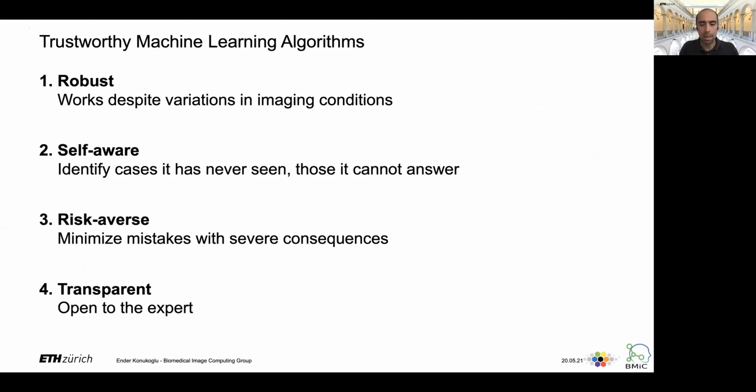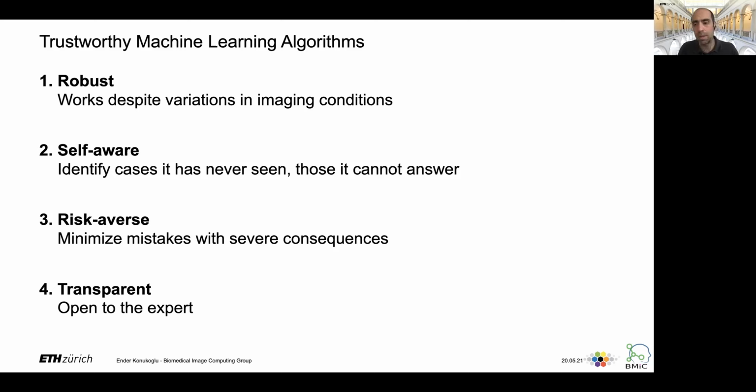Second, it should be self-aware. The algorithm should identify cases that it has never seen before, and therefore cannot make a decision on. And this is really far from the case right now. If the algorithms are trained to distinguish between cats and dogs, and I show a giraffe, they will be extremely confident whether it's a cat or a dog. And that's a simple case. Maybe you can write a giraffe detector to identify that.